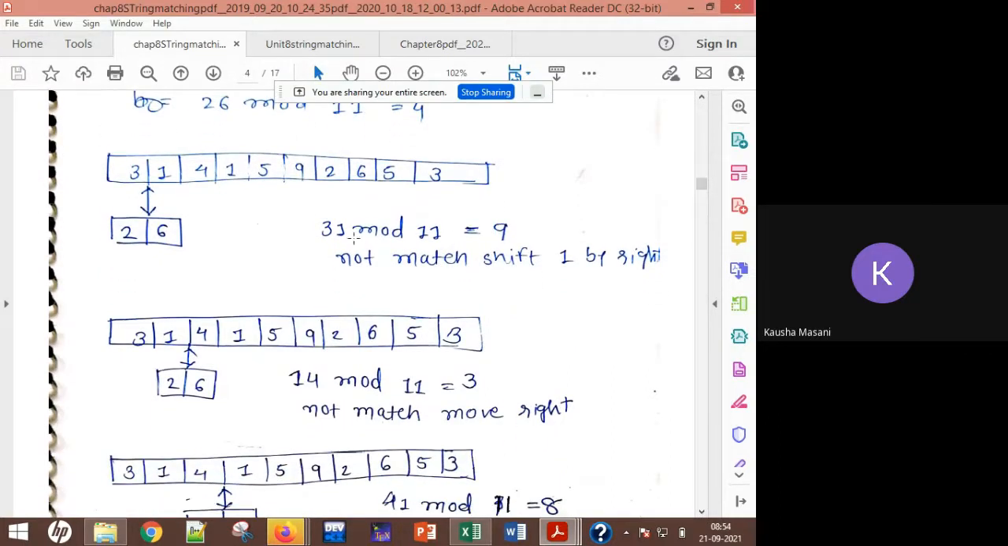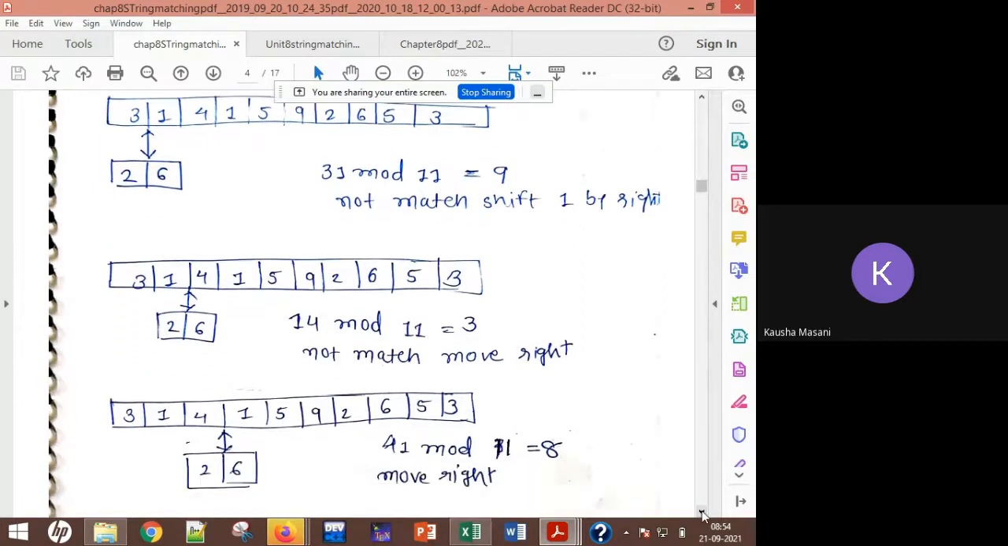Now see, 31 mod 11 is 9. It is not matching, correct? So you shift by 1 to the right. Now the match happens between 1 and 14. In 1 and 14, again 14 mod 11 is 3, so again it is not matching. So again you will shift 1 to the right.